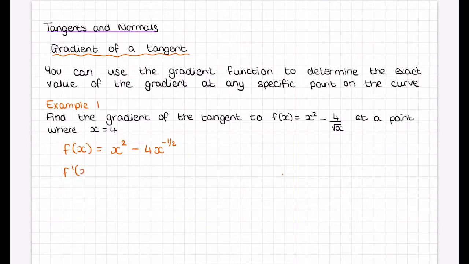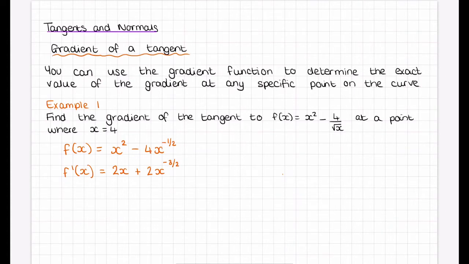So hopefully you did the questions from your booklet, so you're a pro with these types of derivatives. So x squared will be 2x, then minus 4x to the power of negative a half. So we're going to bring the negative a half down, multiply it by negative 4, which will give us plus 2x, and then minus 1 from a half, which will give us a negative 3 on 2, or negative 1.5.